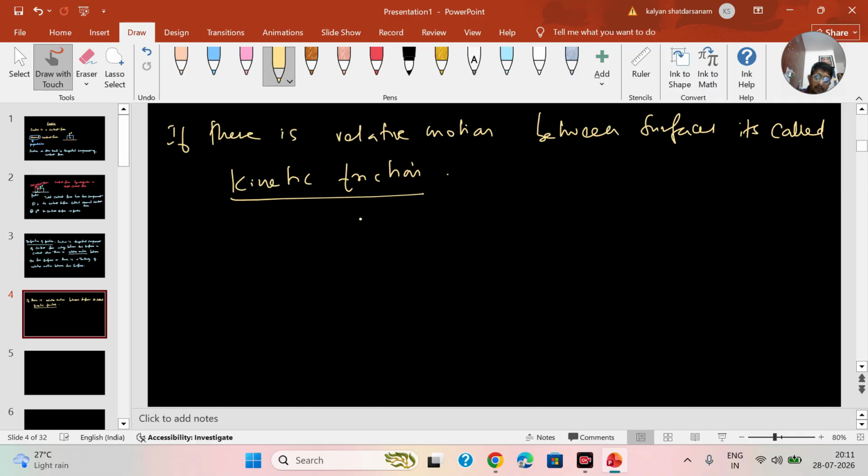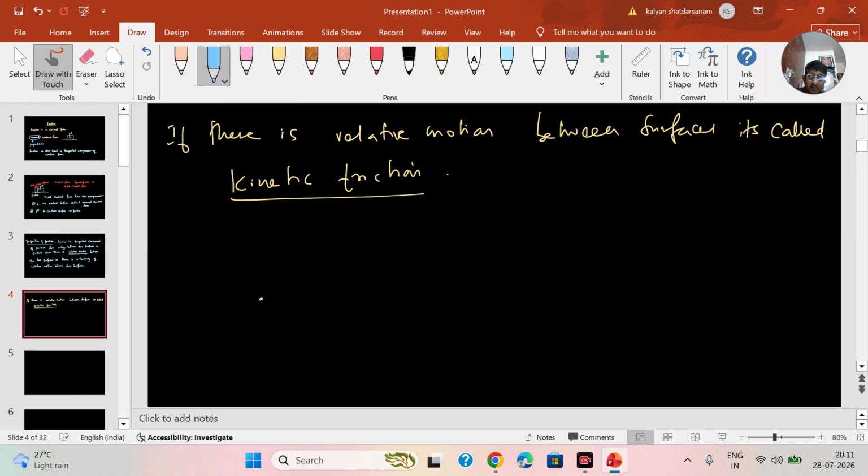Now, let us first see what is the direction of kinetic friction when there is relative motion between two surfaces. In which direction will it act? First, we will see the direction. Then I will talk about the magnitude of the kinetic friction, how to calculate its value.